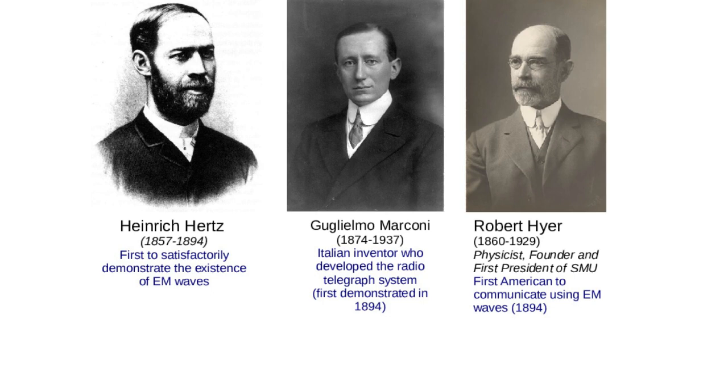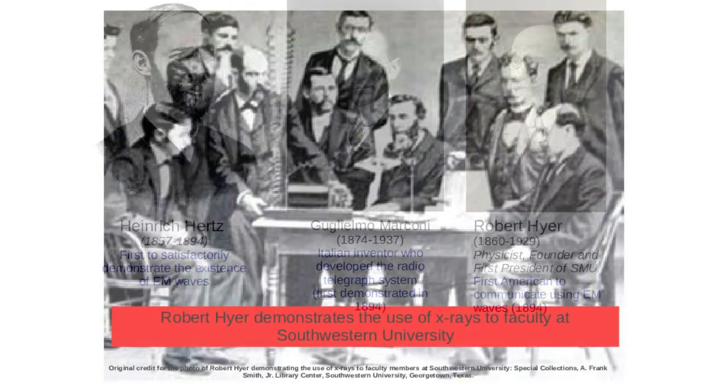Heyer attended a lecture by Hertz at, I believe it was Harvard, and got the idea that he should build a device and use it to transmit a signal. If I remember the story correctly, he transmitted a signal from his laboratory at Southwestern University in Georgetown, Texas, to the nearby jail. So that was the first wireless transmission in the United States.